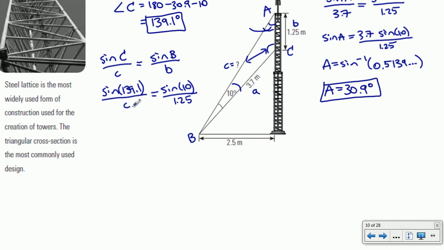And now we need to isolate for side length C, so we can multiply both sides by C, multiply both sides by 1.25. So we would eventually get 1.25 sine of 139.1 equals C times sine of 10. Divide both sides of this equation by sine of 10, and we'll eventually get C is equal to 4.7 meters.